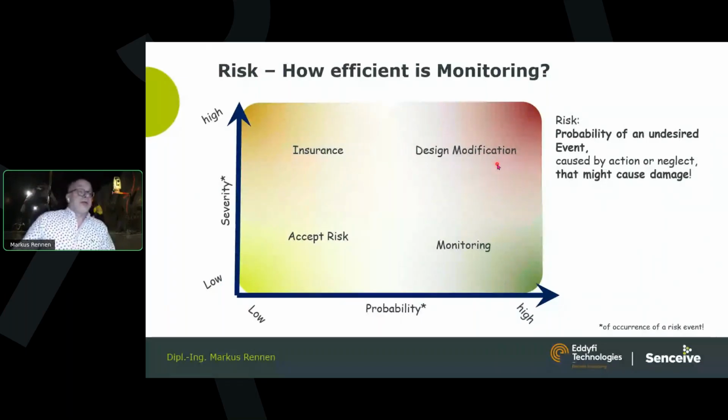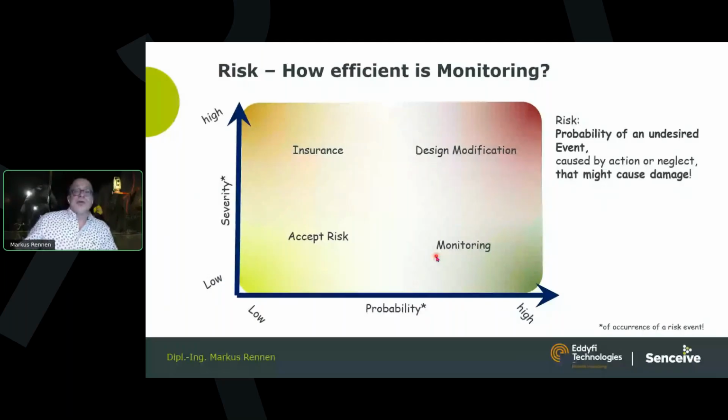If we have a very low probability with a high impact, we might be able to engage an insurance company. Or if the impact is low and the probability is low, we might even accept the risk that we, for example, have to repair a facade. But when we know that and we can actually control the severity, then we might consider monitoring. And with modern approaches, of course, this has to be cost efficient.